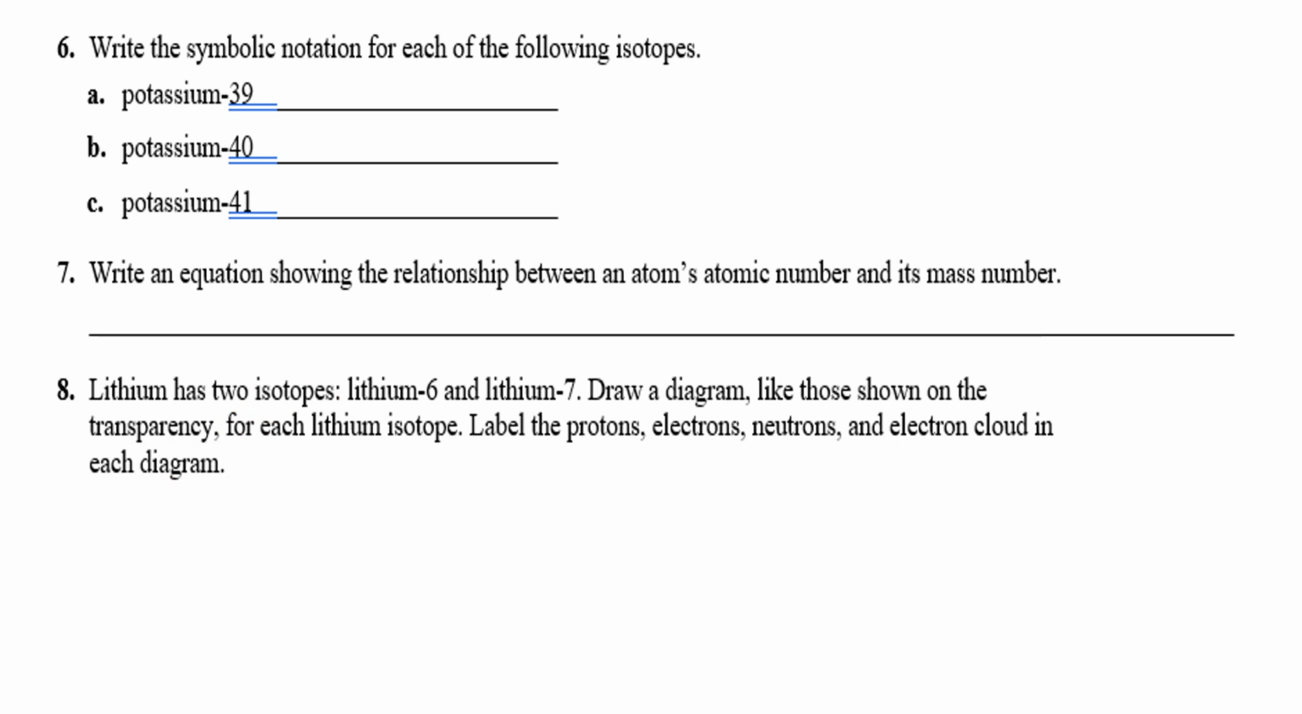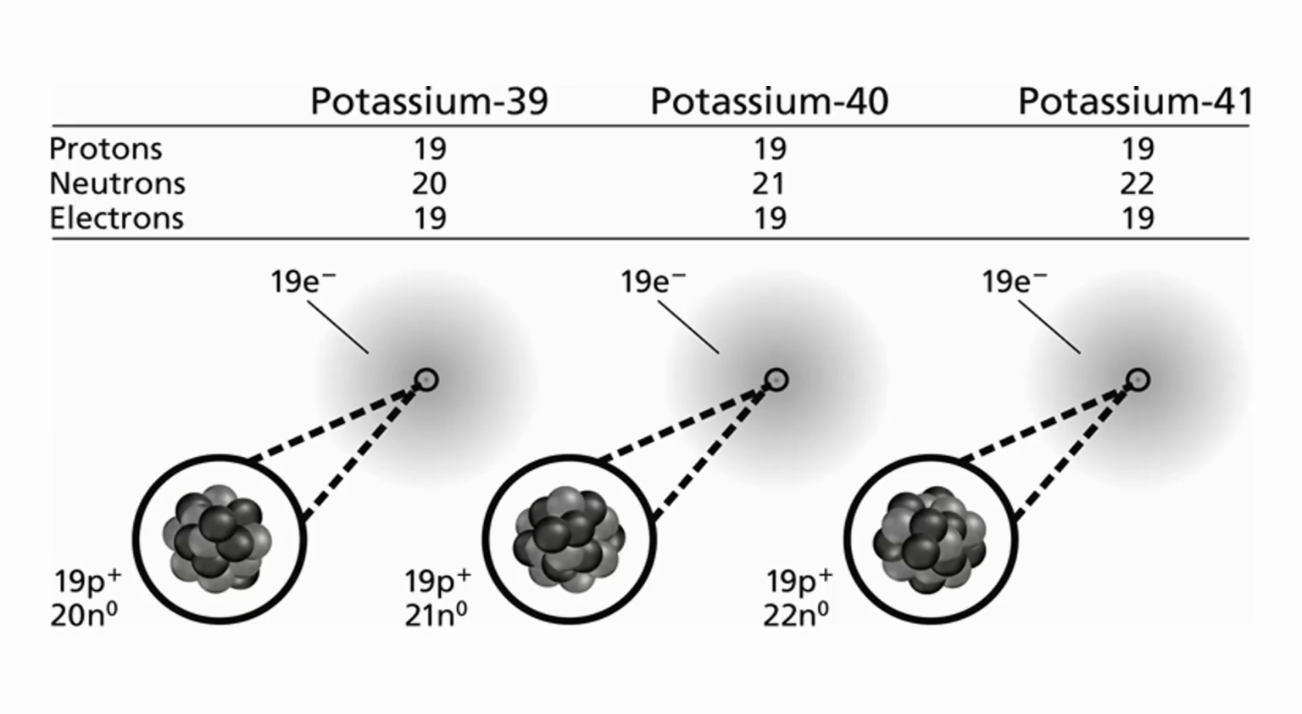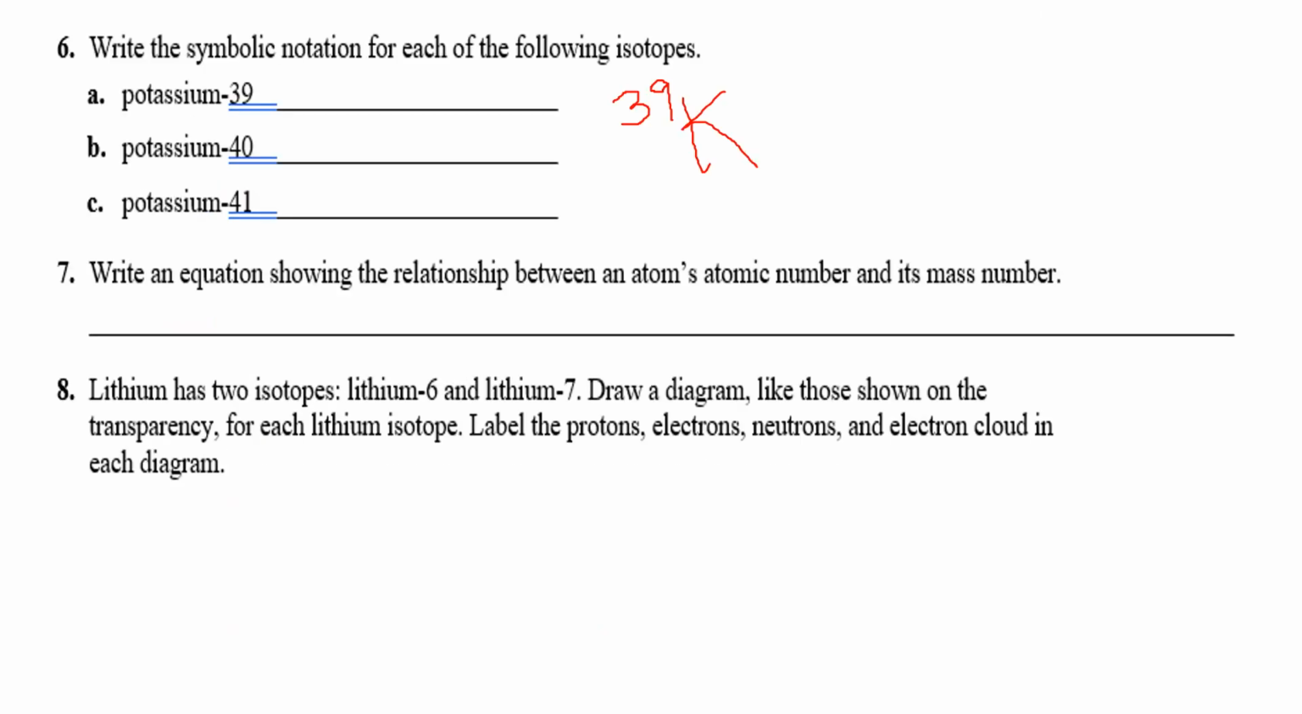Write the symbolic notation for each of these. I'm going to write them out to the side over here. The letter for potassium is actually the letter K. 39 is our mass number, so it goes at the top. And if we look back, how many protons? 19, so 19 would go on the bottom. For potassium 40, you're going to have 40 over 19, and then a capital K. And for potassium 41, 41 over 19 with a capital K.